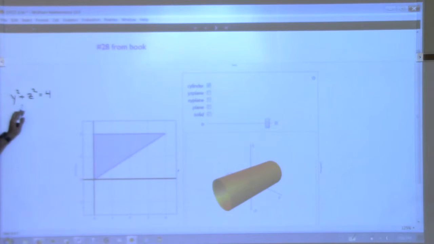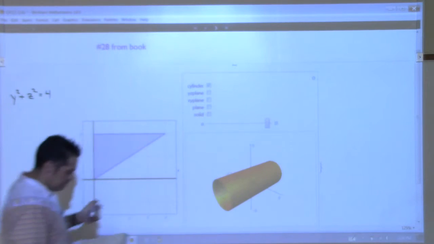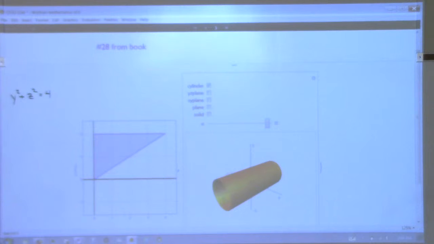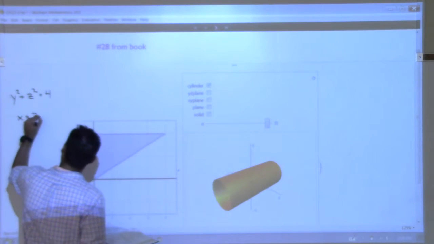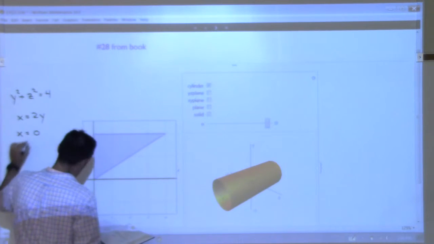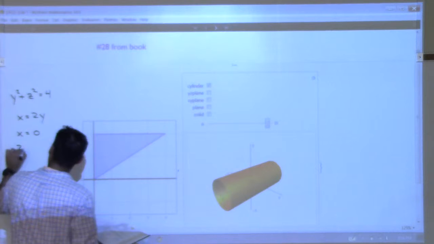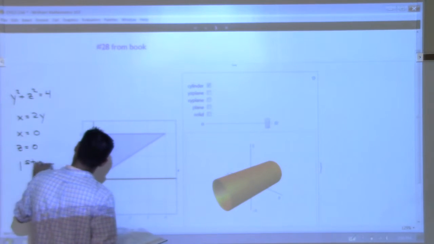This is your cylinder. This is what a cylinder looks like. It's like a circle, right? But you have a free variable here. The free variable here is x, so you have circles that go down the x-axis. So there's your cylinder. It's bounded by that. It's bounded by x equals 2y, which is a plane, x equals 0, and z equals 0. And they also tell you you're in the first octant.